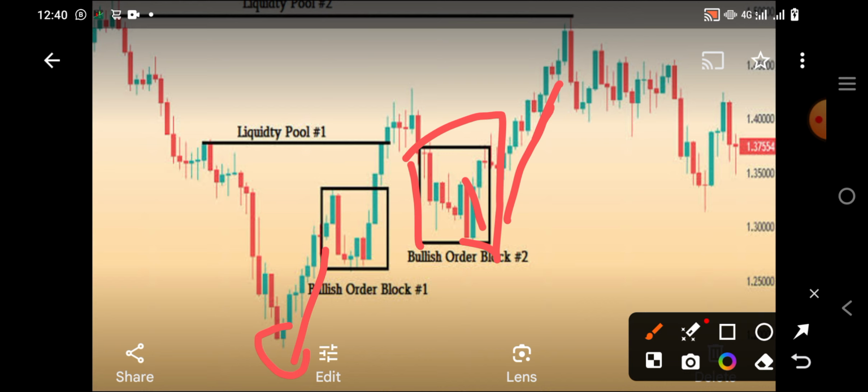So let me define an order block in financial terms. What is an order block in financial terms? An order block can be defined or referred to as a large quantity of the same product sold or bought. Let me give you more examples.